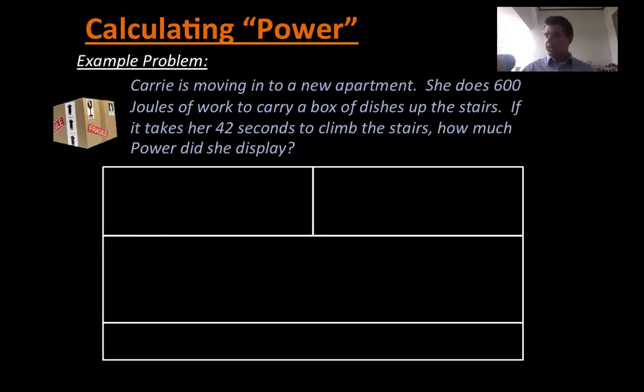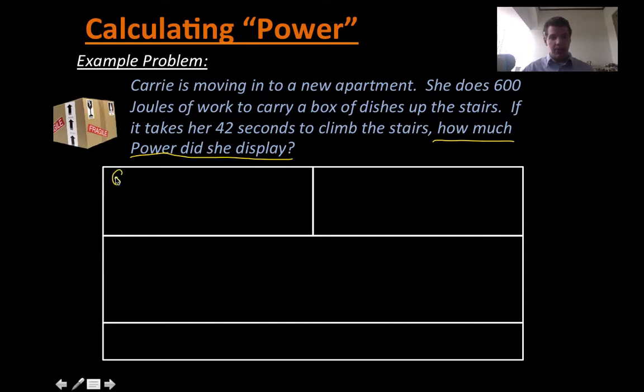So let's do a couple example problems. The first one is pretty straightforward. Carrie is moving into a new apartment. She does 600 joules of work to carry a box of dishes up the stairs. If it takes her 42 seconds to climb the stairs, how much power did she display? So we always know we want to identify our question. How much power did she display? So we know what we're looking for.